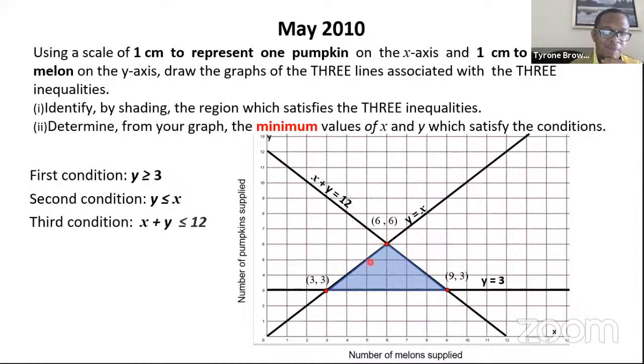Awesome. So I'm seeing 3, 3. Yes, they're good. There seems to be some consensus. They're all on point. 3, 3. Yes. So that is the minimum for this graph. The minimum amount of pumpkins and melons that can be sold. Okay. So we have our final question.